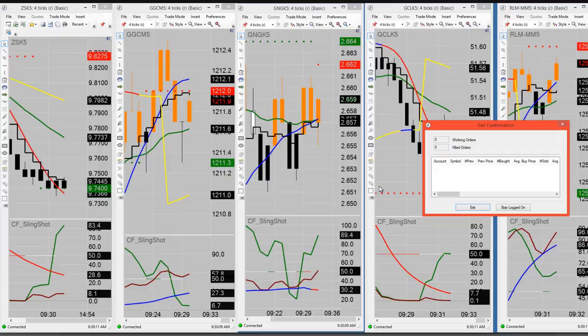And I just rebooted too. Okay. Well, hopefully I don't have to reboot again. But I locked the screen so you guys just see a little bit of charts right now. And my exit confirmation thing.